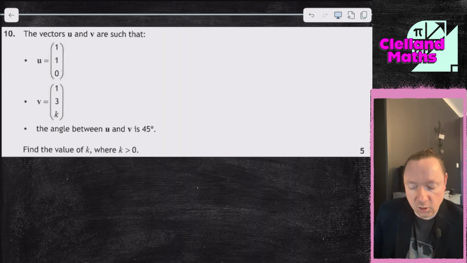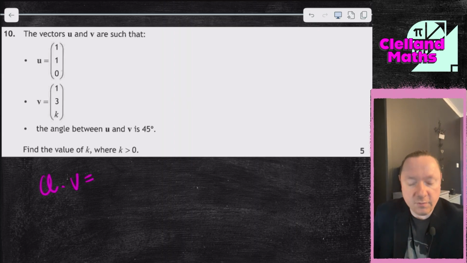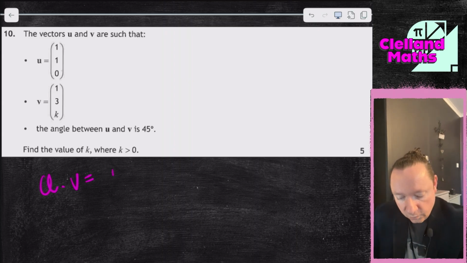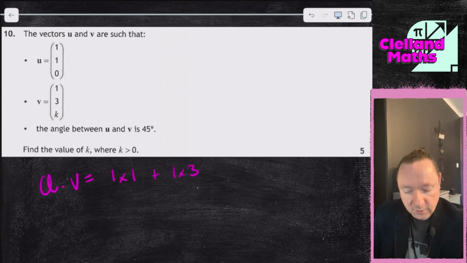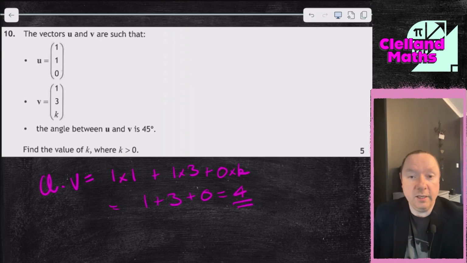So a question like this, you're looking at u dot v. And there's two ways to do u dot v. The first way is to times the vectors' components together. So the top numbers, 1 times 1, plus the middle numbers, 1 times 3, plus the bottom numbers, 0 times k. So I'm going to start there. That gives me 1 plus 3 plus nothing, which is 4. So I actually now know that u dot v is 4.